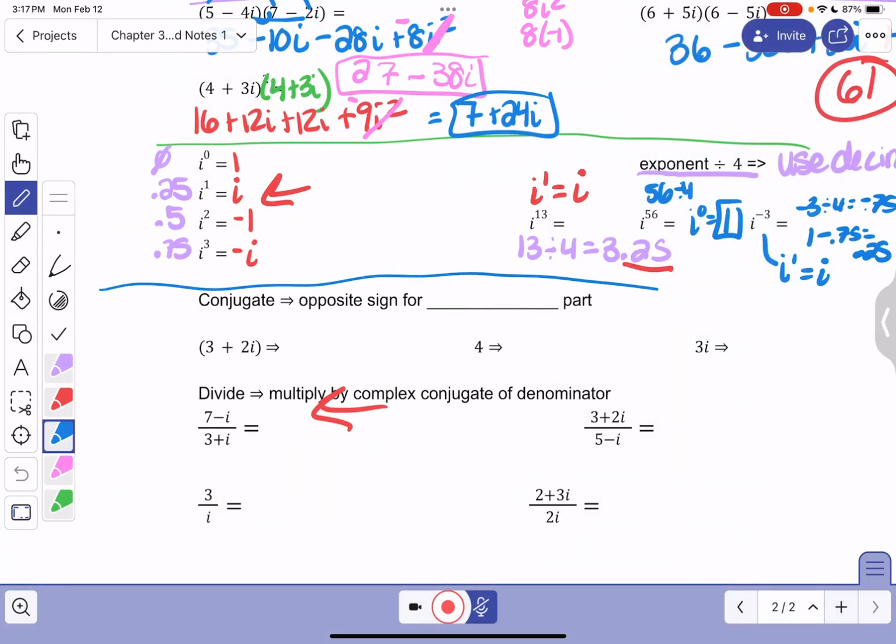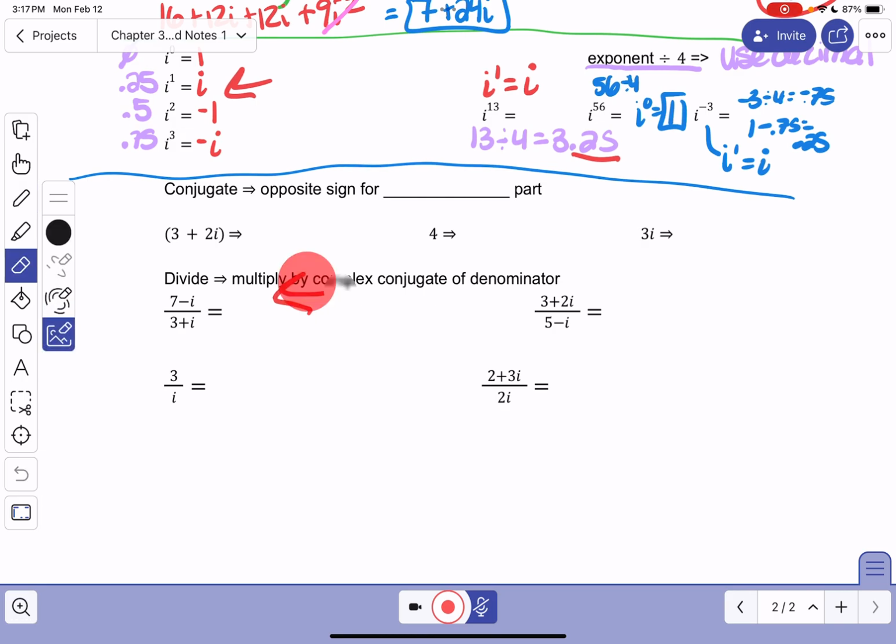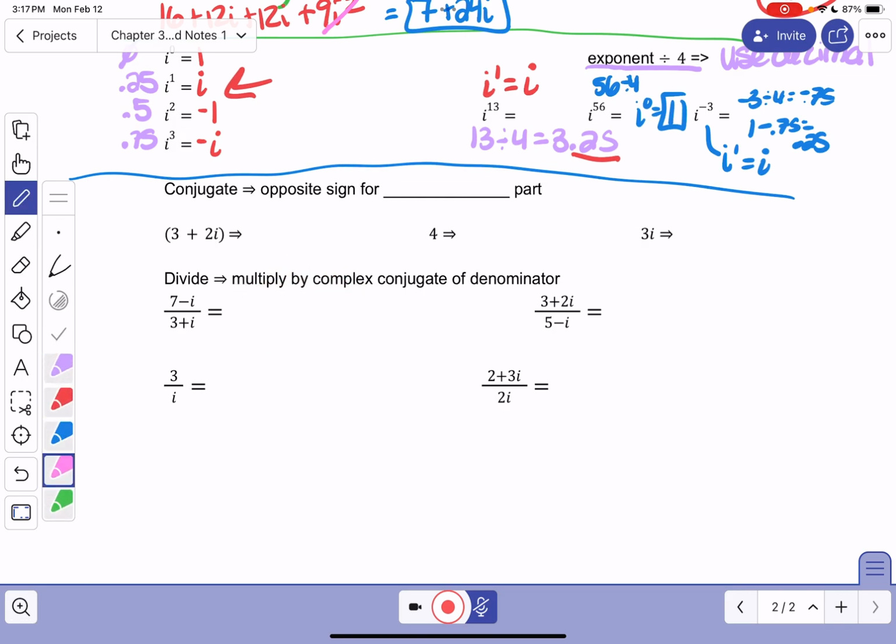All right. Last part of this section is complex conjugates. To get the conjugate, you take the opposite sign for the imaginary part. So this first one, the imaginary part is 2i. So we would change it to 3 minus 2i. The second one is 4. There is no imaginary part, so the complex conjugate's the same exact thing. 3i is only imaginary, so the complex conjugate would be negative 3i.